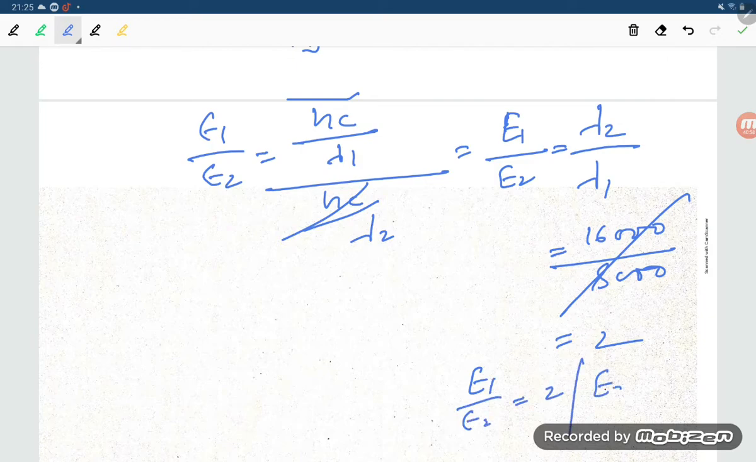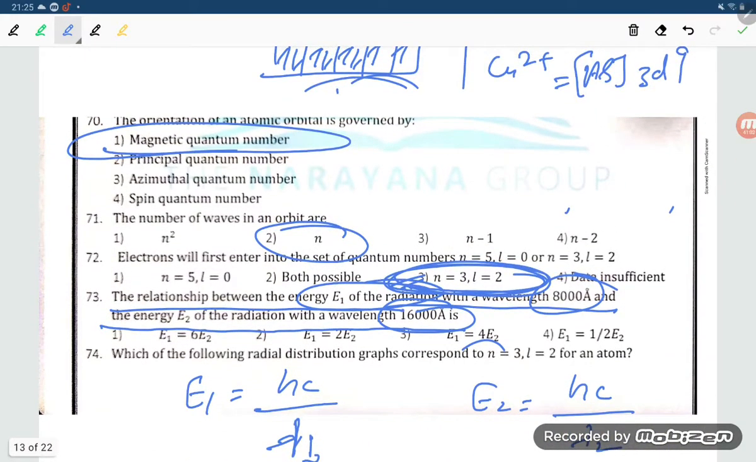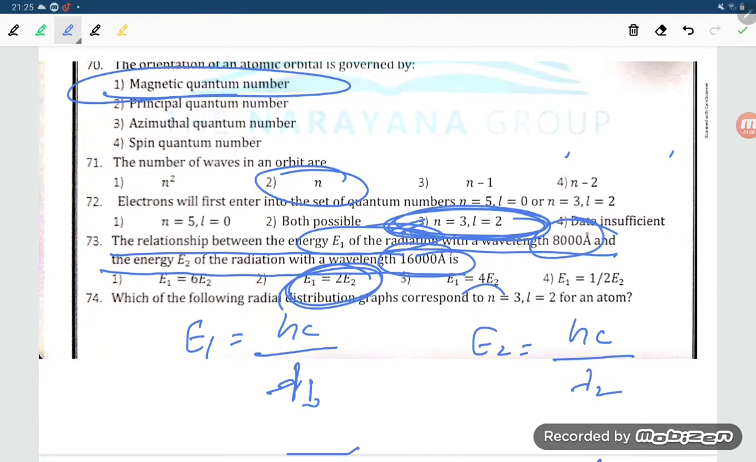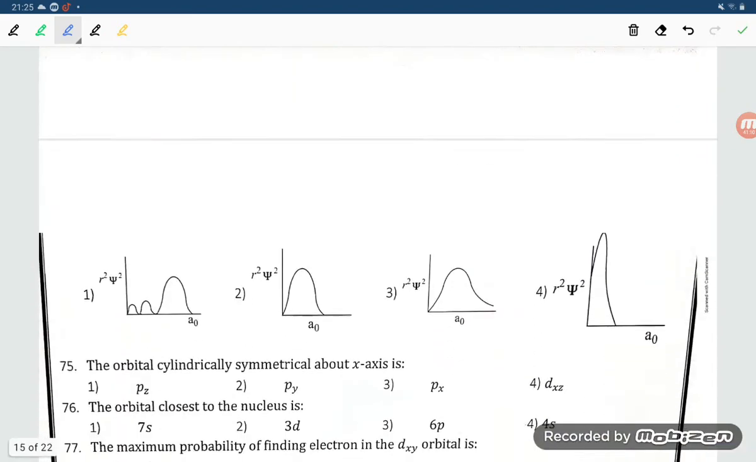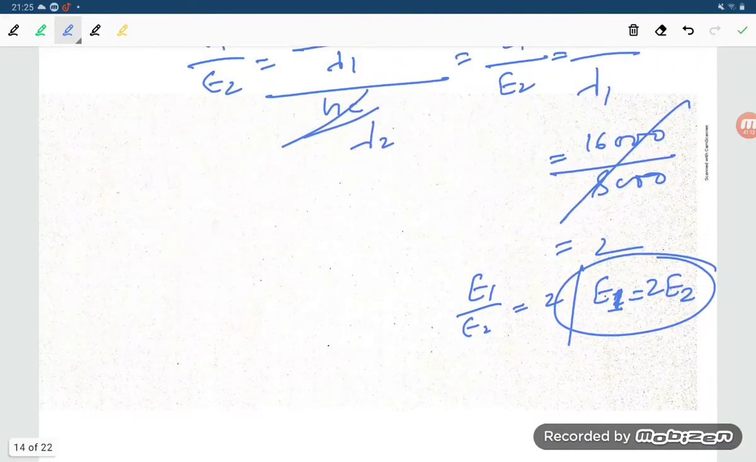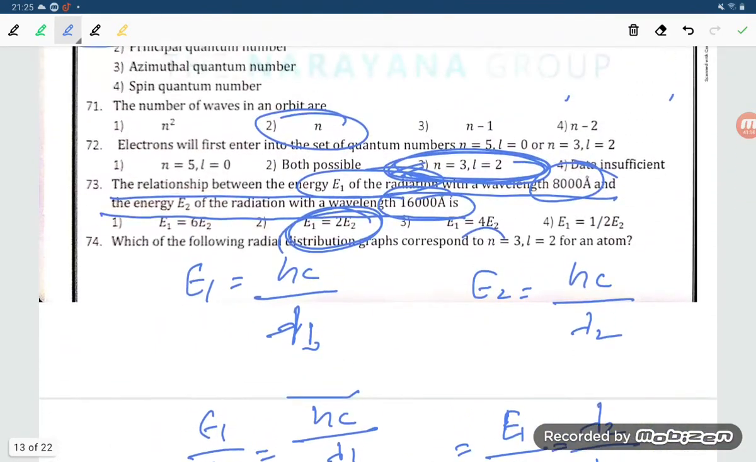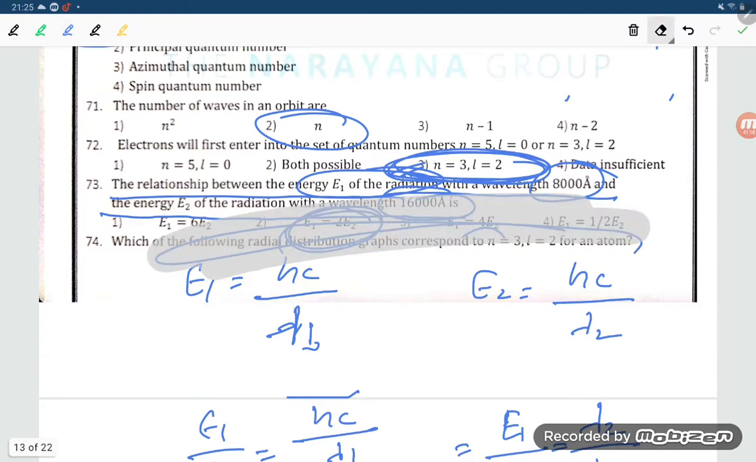So E1 is equal to 2E2. Let us match with the options. E1 is equal to 2E2, so option number 2 is correct. Now let us move on to the next problem, problem number 74.